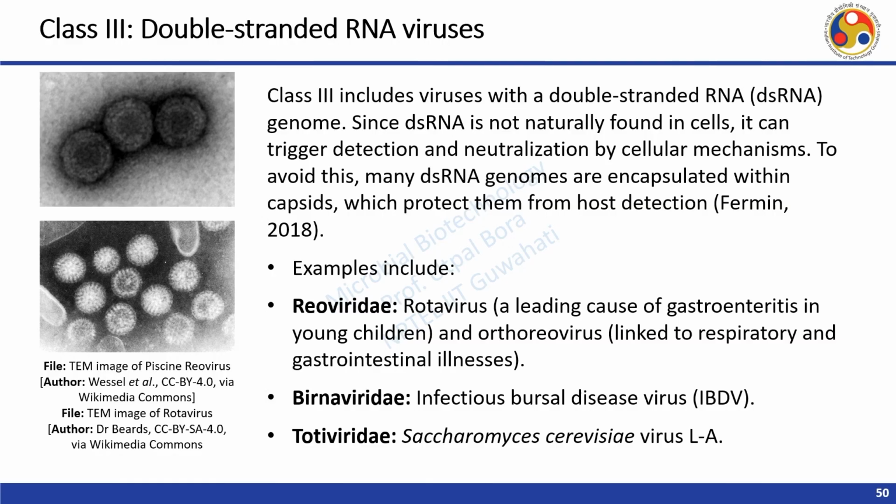So, some of the examples include Reoviridae, rotavirus, which causes gastroenteritis in young children, and orthoreoviruses, linked to respiratory and gastrointestinal illnesses. Then Birnaviridae, infectious bursal disease virus. Then Totiviridae, for example, Saccharomyces cerevisiae, are some of the examples. Here you can see the TEM image of piscine reovirus on the top, and then we can see the TEM image of rotavirus below.